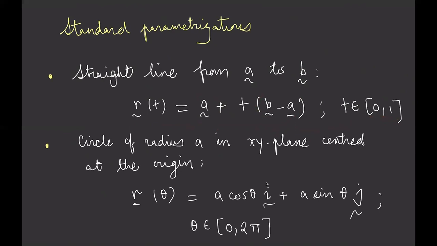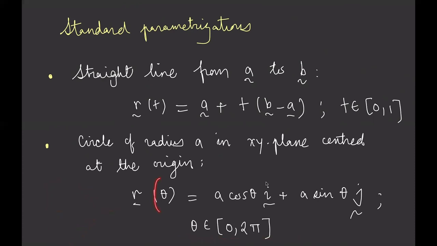Right, so here's another sort of parameterization. Now this is a circle of radius A in the xy plane centered at the origin. So you might remember that if you have a circle like this centered at the origin, the x coordinate is a cosine theta and the y coordinate is a sine theta, and as theta varies, you go all the way around, right? So theta equals 0 all the way around to 2 pi. So theta going from 0 to 2 pi.